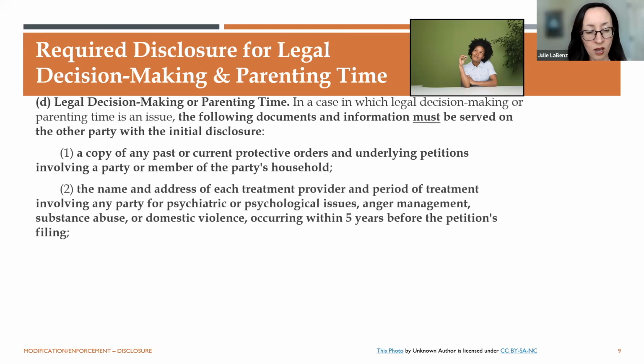If you or your co-parent, if you're aware of this, have undergone any treatment in the past 5 years for psychiatric or psychological issues, anger management, substance abuse, or domestic violence, then you need to include the name and address of each treatment provider and the period of treatment.